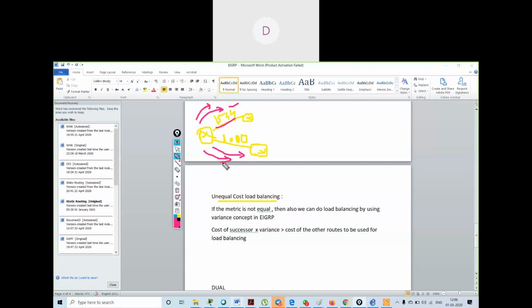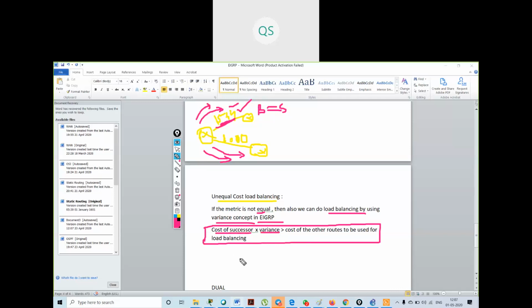So if the metric is not equal, then we can also do load balancing using the variance concept in EIGRP. This is the concept of variance. The best route is known as the successor route. This is my successor route. The cost of the successor is multiplied by the variance. Any value you can give.